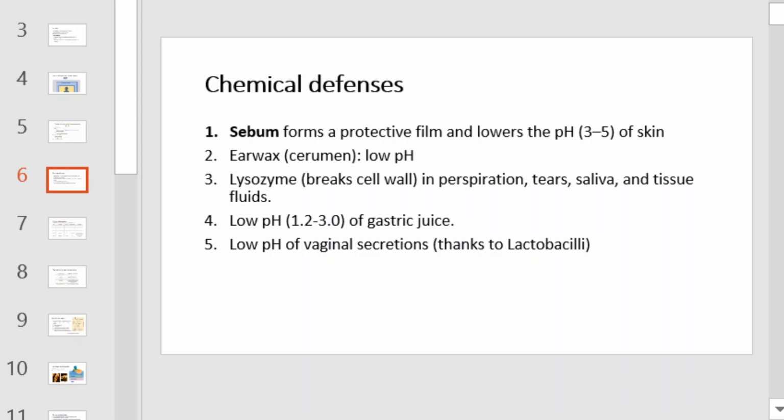Chemical defenses. Sebum forms a protective film and lowers the pH of the skin to about 3 to 5 on the pH scale and provides an effective chemical defense against foreign pathogens that cannot tolerate such acidic environments. Earwax lines the ear canal and also has a low pH. Lysozyme, found in perspiration, tears, saliva, and other tissue fluids, is an effective chemical defense as it breaks cell walls of microorganisms. Gastric juice and vaginal secretions also protect openings in the body through the reduction of pH in the areas mentioned.